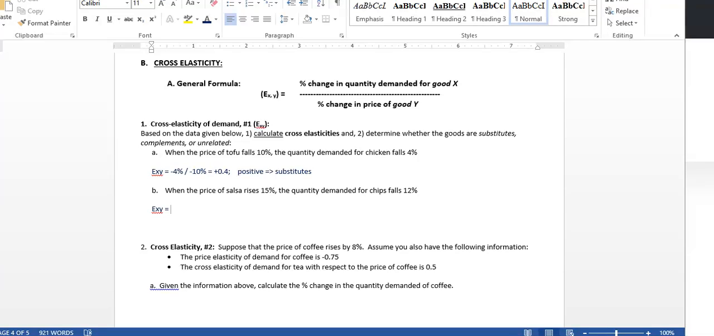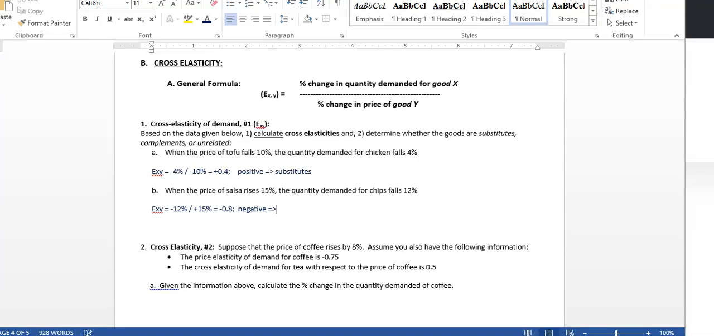Then the goods are complements. So for example, this one here, quantity of chips falls 12%, so let's plug that in, when the price of salsa rises 15%. All right, so what's our answer? We get a negative answer. Negative divided by positive is negative 0.8. There's our answer. So when we get a negative result, again, the key is the sign. Negative means complements.